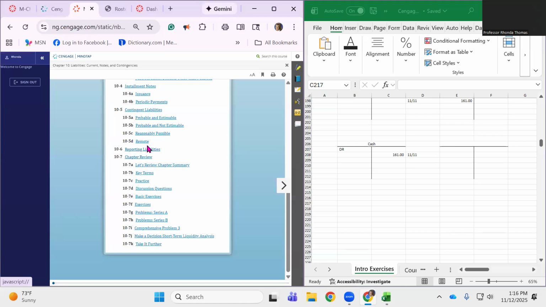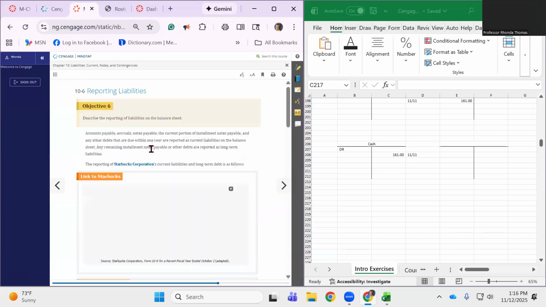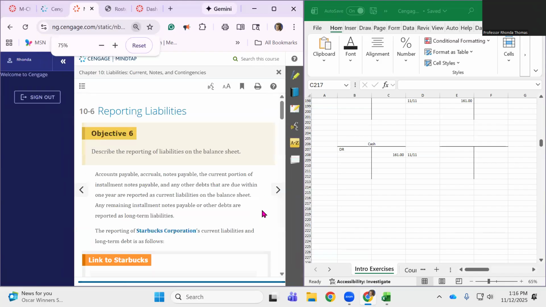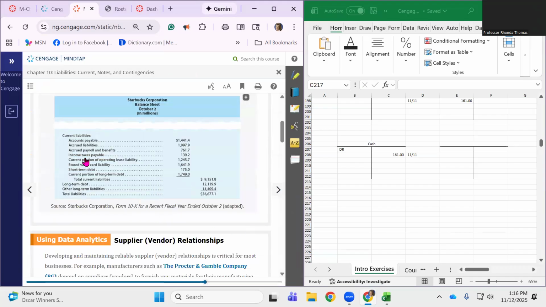Okay, reporting, chapter review, reporting liabilities. By the way, this is how liabilities get reported. Liabilities are broken up into current and long-term. Okay, current gets listed together, right? And then long-term, and there may be some long-term debt that we owe this year. So any portion of the current long-term debt, see how that says current portion of long-term debt? That portion gets put here.